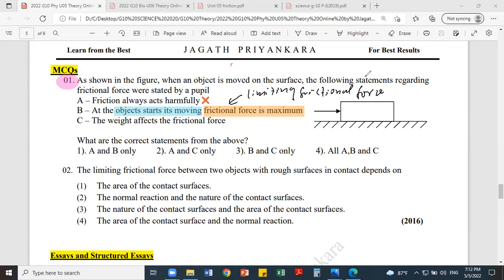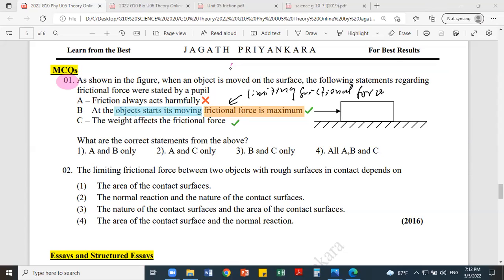Right, then B is correct. You can put a right tick for B. Then C, weight affects the friction force, is very common. I told you, when a vehicle is stuck in mud, you ask the people to get into the vehicle, then you can get the vehicle out of the mud. Friction increases, so it won't slip. The answer is only B and C.